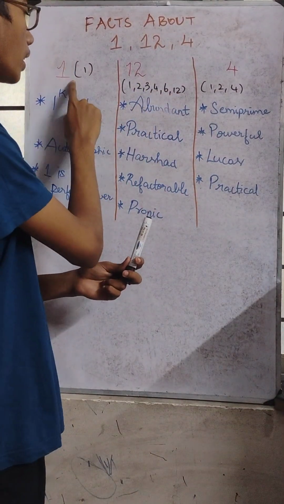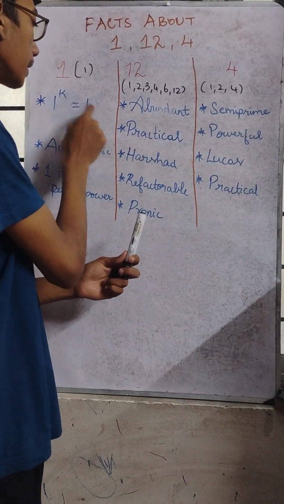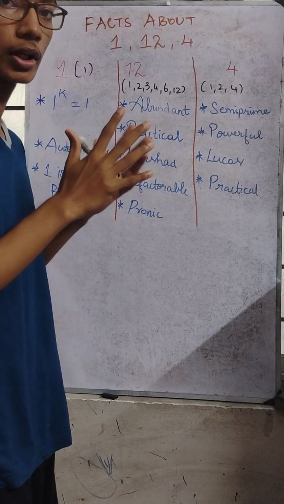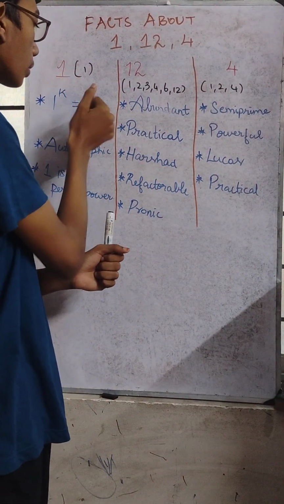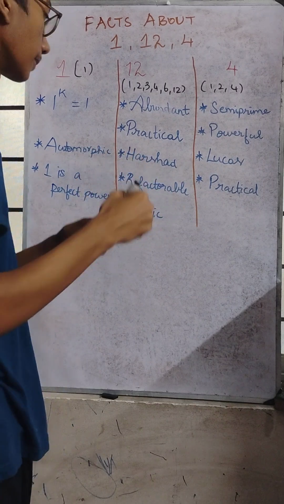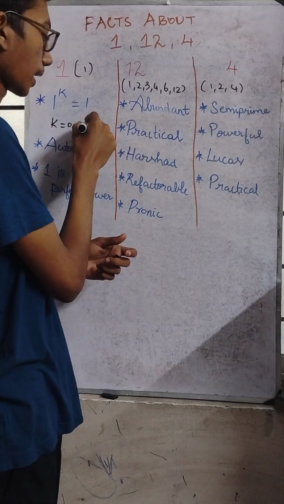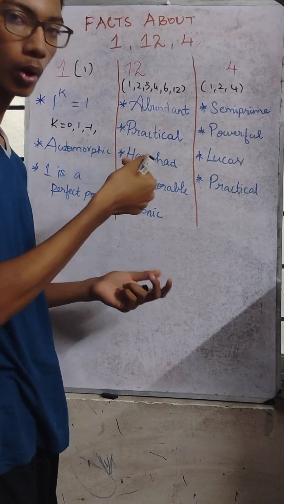So first we have 1, the number 1. What are the specialities of 1? 1 to the power k equals 1. That is one speciality because not every other number has this property. Here k can be anything. k can be 0, k can be 1, k can be minus 1. Whatever you put for k, the result will give 1.